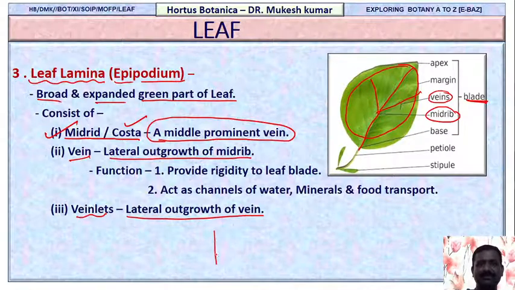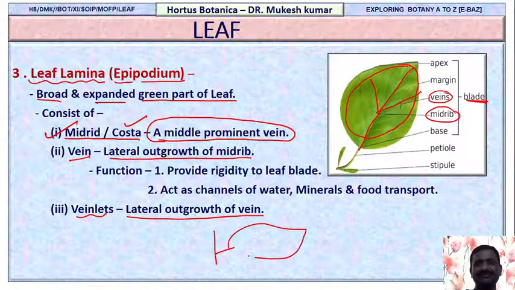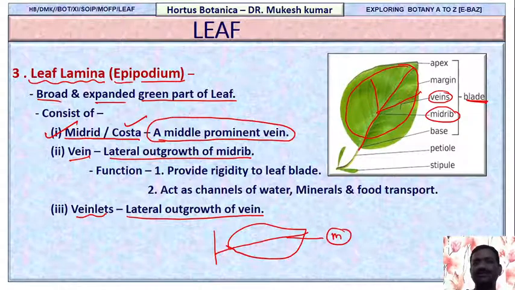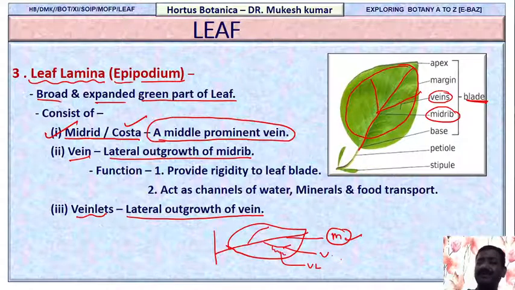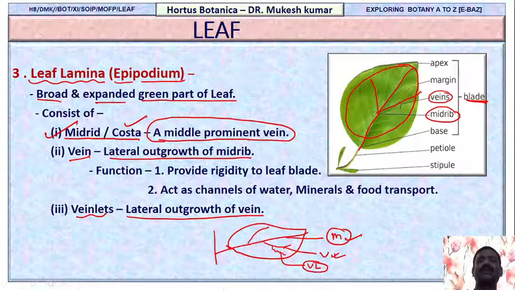Let's see once more. This is your leaf. This is the middle part, so this is called midrib. Just as I told you, from that the lateral outgrowth of the midrib is called vein. From the vein, lateral outgrowth is going on. This is called veinlets, isn't it? So this is your middle prominent vein, the lateral outgrowth of the midrib is the vein, and the lateral outgrowth of the vein is called veinlets.